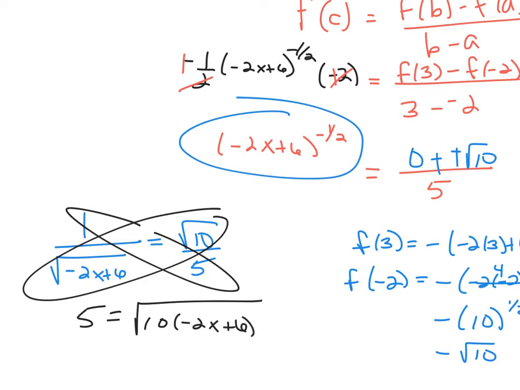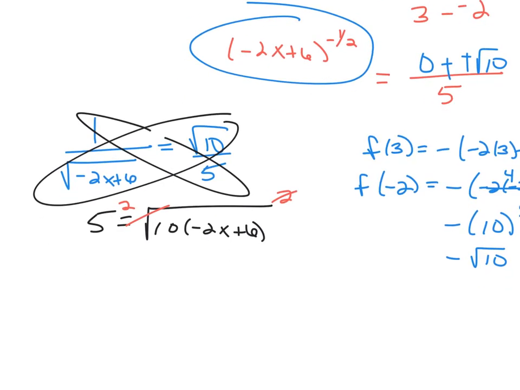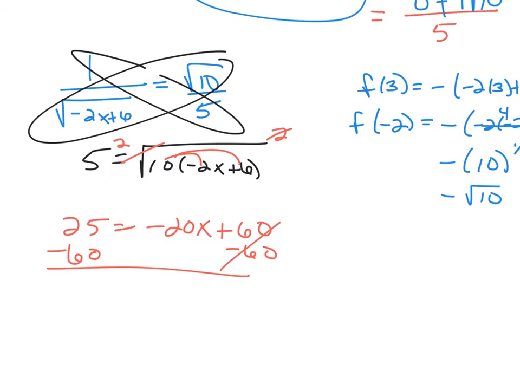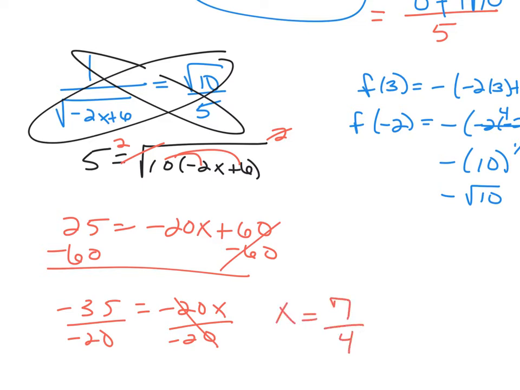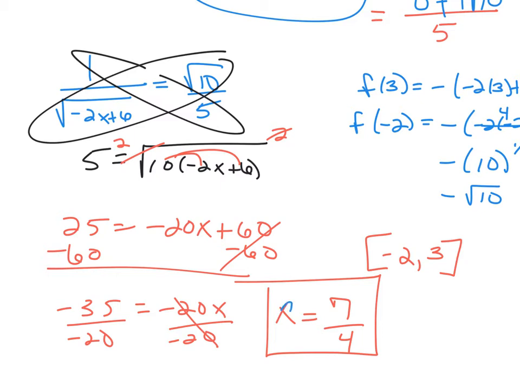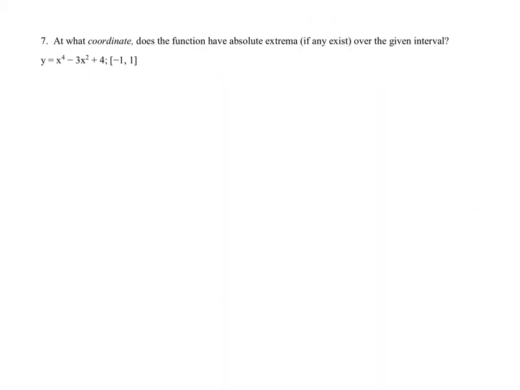And now what I'm going to do is take the square root of both sides to cancel out the radical. And I get 25 equals, I'm going to distribute the 10 in, so negative 20x plus 60. Subtract 60. When I subtract that, I get negative 35 equals negative 20x. Divide by negative 20, divide by negative 20. So x, when it gets reduced, is 7 over 4. Just make sure that 7 over 4 is inside your closed interval of negative 2 comma 3. And it is, so this is your answer. And actually, we should label this c, not x, because that's what you're looking for.